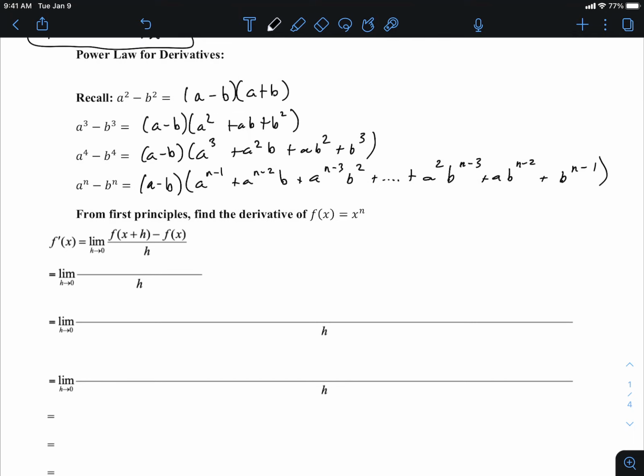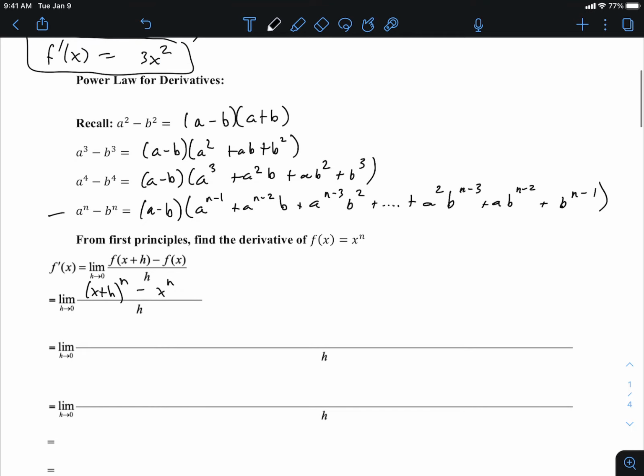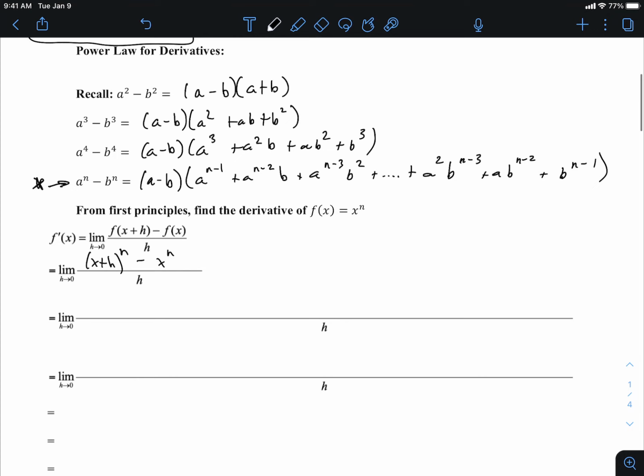So the limit as h approaches 0, we're going to have x plus h to the power of n minus x to the n, the original function. That's what's going to go on the line. Now, we have a situation like this right here, so we're going to try and rewrite this, but with our function specifically in there, our function of x to the n.